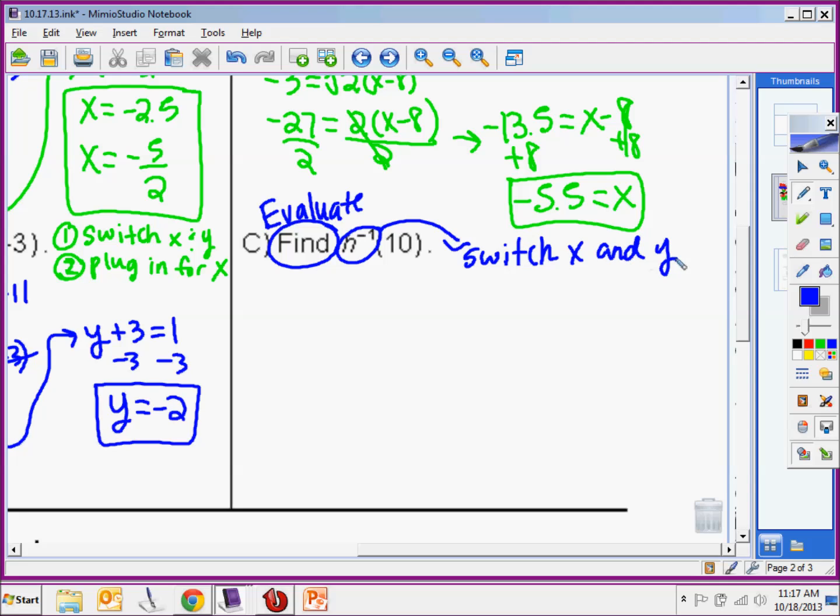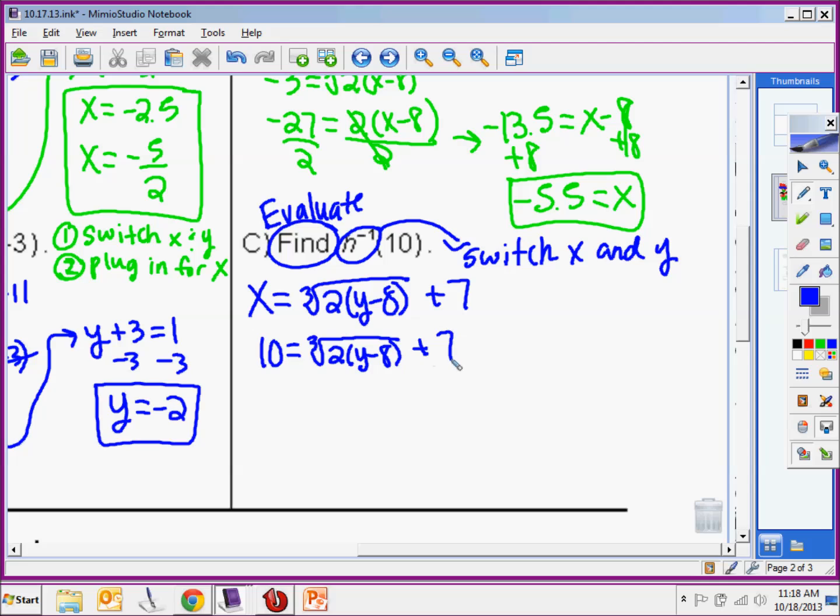So when I switch x and y, it's going to become x equals the cubic root of 2 times y minus 8 plus 7. I literally switch x and y. Now can I evaluate? So now I can plug in for x, right? So wherever x is, I'm putting what? 10. So 10 equals the cubic root of 2 times y minus 8 plus 7.